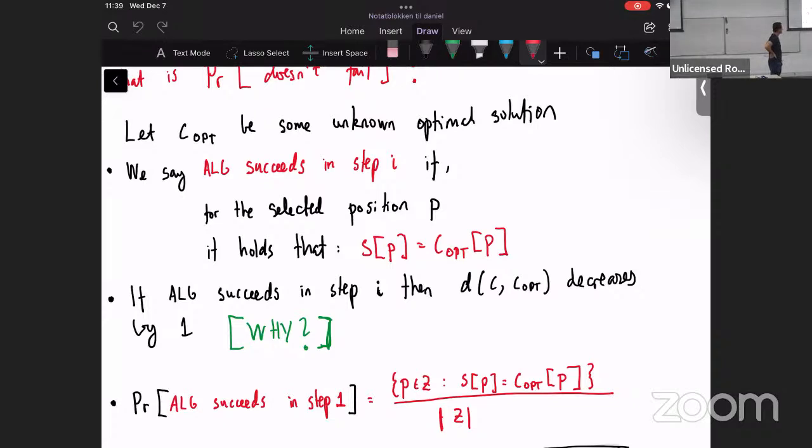No, S here should be S. I mean, the definition is correct the way it says. If S of P is equal to C opt of P, then after that iteration, C of P will be set to be equal to S of P.